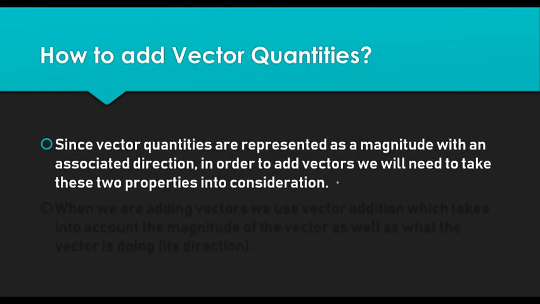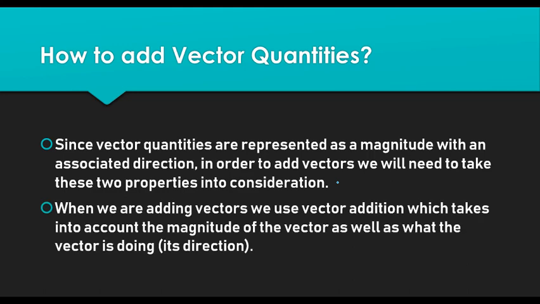So how do we add vector quantities? Since vector quantities are represented as a magnitude with an associated direction, in order for us to successfully add vectors, we need to take into consideration these two properties: the magnitude of the vector and the direction of the vector. So when we're adding vectors, we use what is called vector addition, and in vector addition we take into consideration the magnitude of the vector as well as its direction. In other words, we take into consideration what exactly the vector is doing.